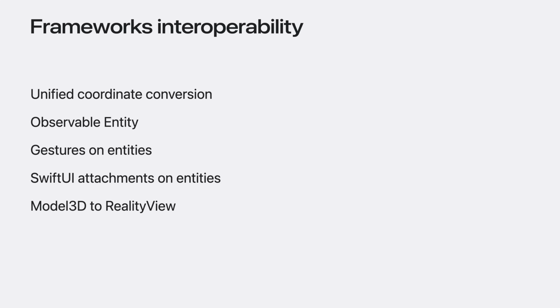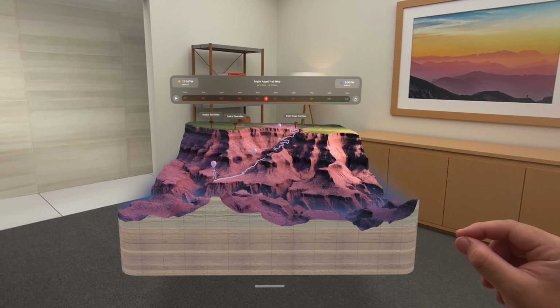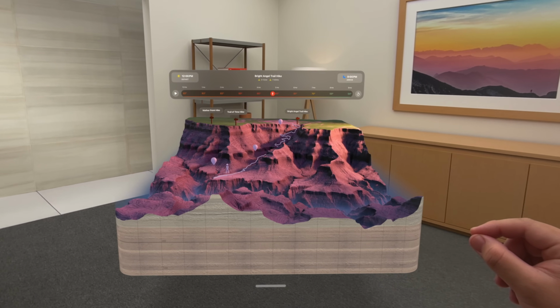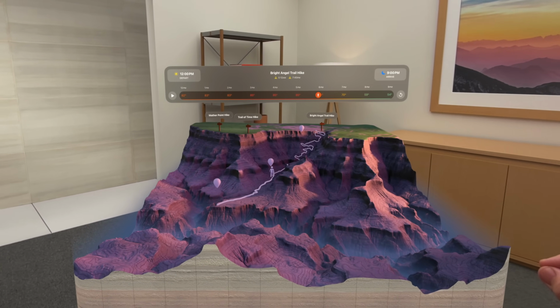These are just a few of the improvements coming to SwiftUI and RealityKit. For even more, see these sessions. And to see an example of how these incredible new APIs come together in a single app, see the Canyon Crosser sample on developer.apple.com.